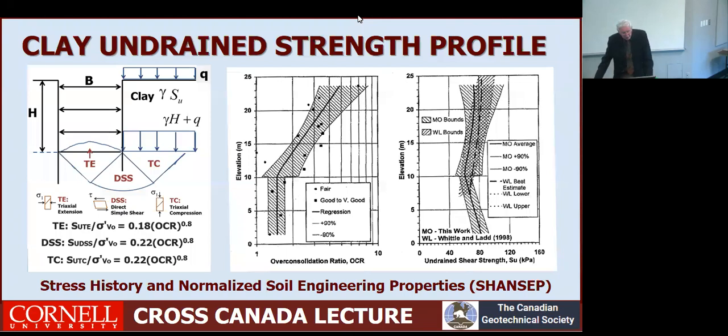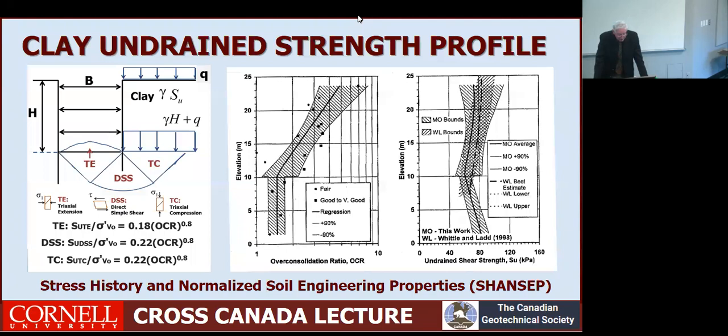Basically, if we look at the cross-section of the excavation on the left-hand side of the slide, we'll see that you can divide the potential base instability area into triaxial extension, direct simple shear, and triaxial compression zones, where the direct simple shear is really closest to the weighted average undrained strength. So a DSS strength is a very viable parameter for characterizing undrained strength in these profiles.